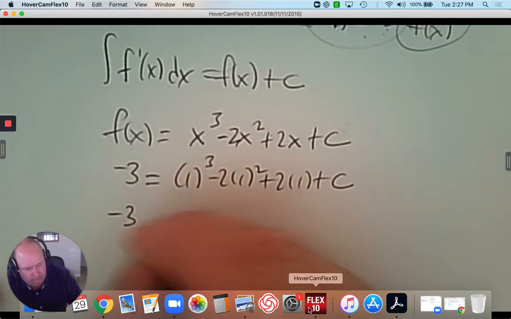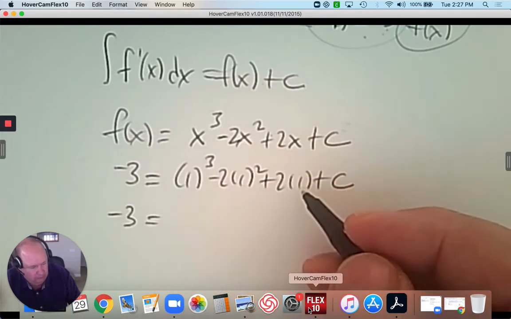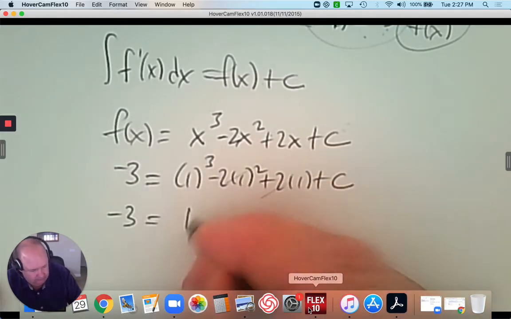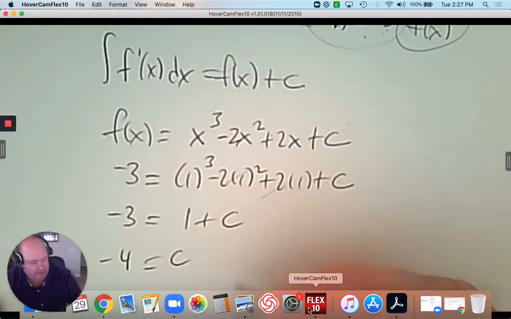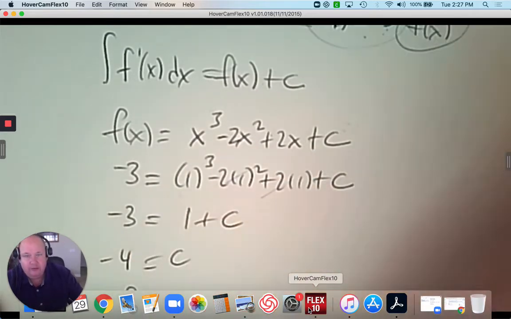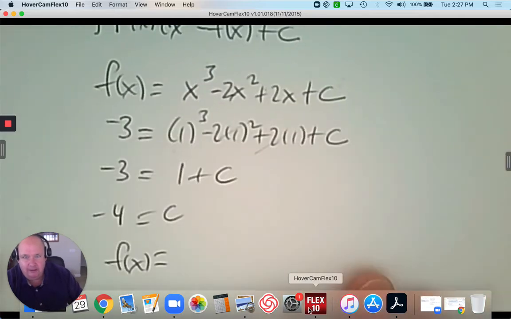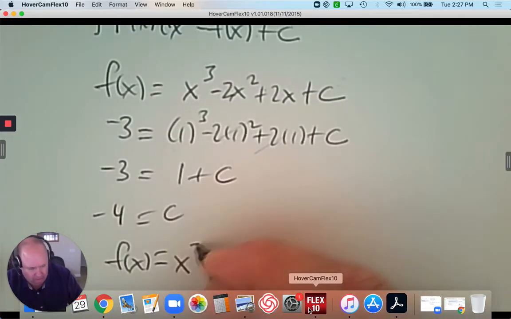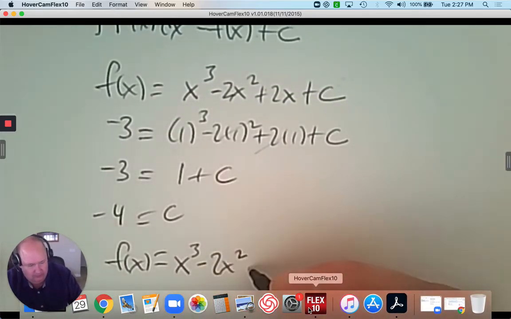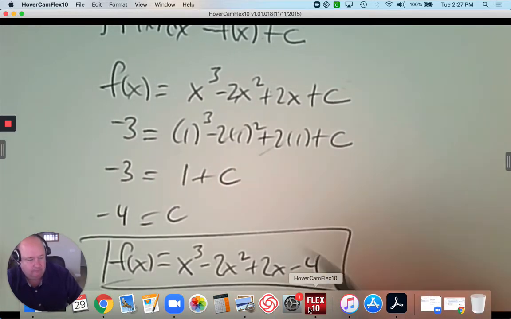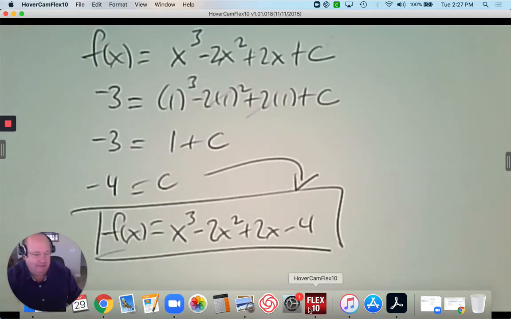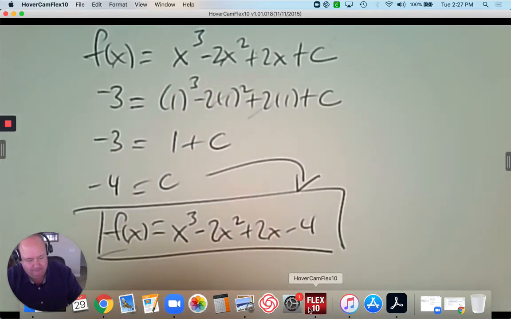So this is negative 3. 1 take away 2 plus 2, that's 1. I think c is negative 4. Right? So then you have to put it all together. What is the function then with c being negative 4? The answer is x cubed subtract 2x squared plus 2x subtract 4. That's the answer. All right, number 15.